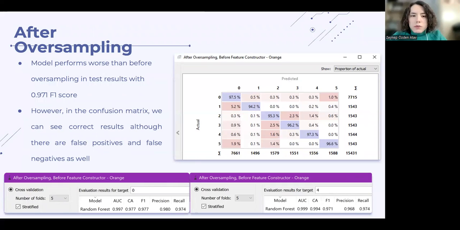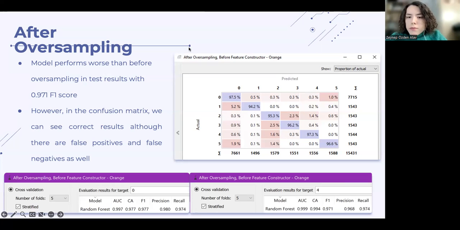Hello, I'm Zeynep Atav from software engineering, and in our previous presentations, we had thought that oversampling was causing some kind of error, but after checking our results better for the specific targets, such as we checked the majority class as 0, no failure, and we took the sample of the fourth failure HDF, we saw that even if the model performs worse than before in the test results with the 0.971 F1 score, in the confusion matrix, we can see that there are the correct results, and we fixed these by showing the percentages of the actual value instead.